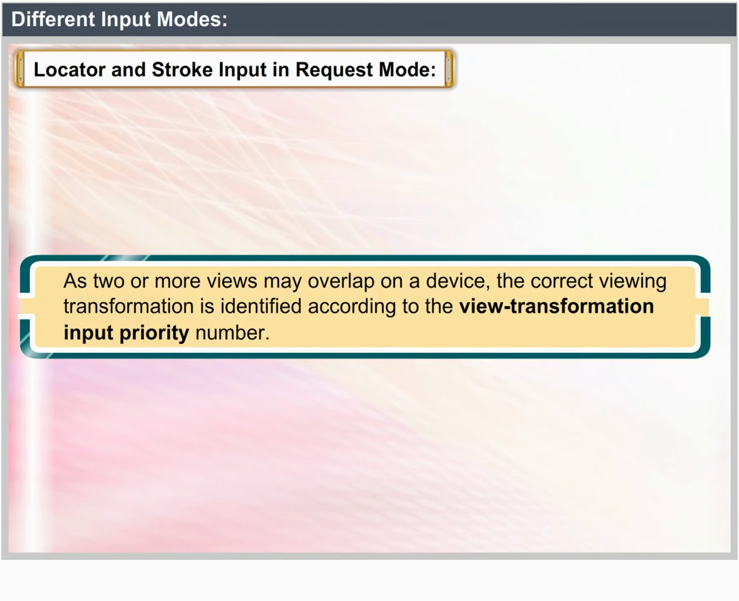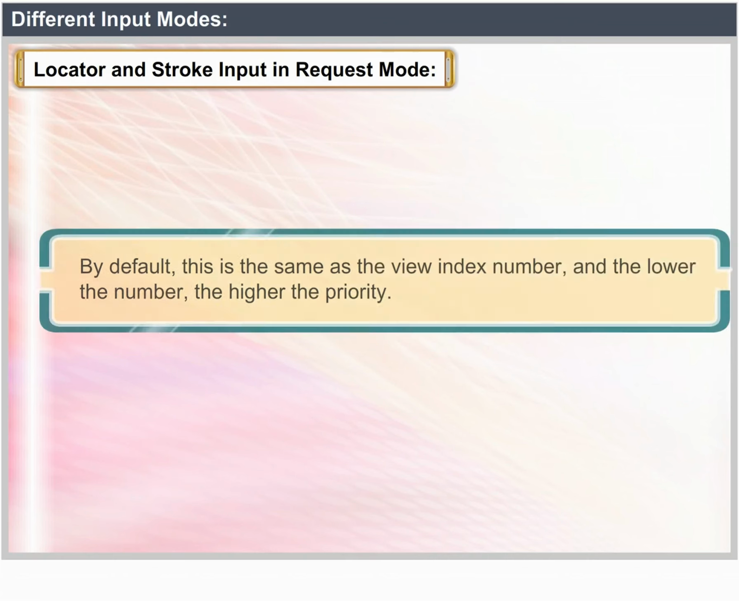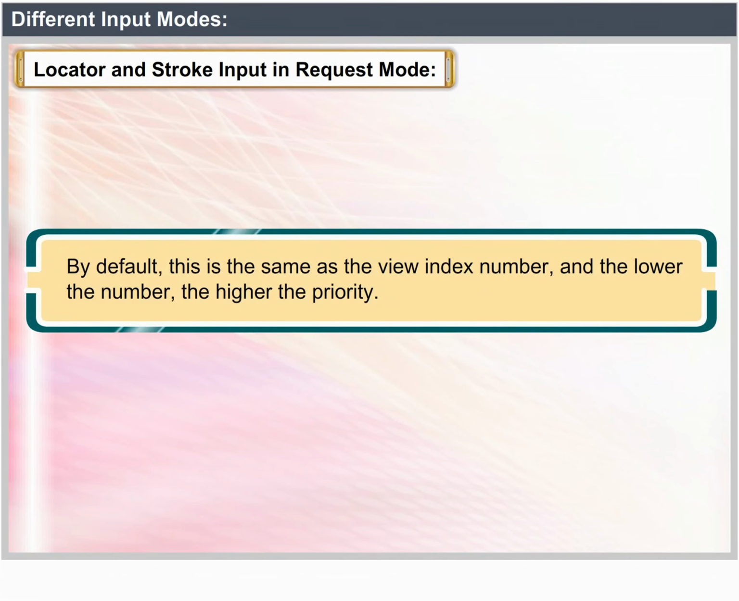Since two or more views may overlap on a device, the correct viewing transformation is identified according to the view transformation input priority number. By default, this is the same as the view index number, and the lower the number, the higher the priority. View index 0 has a high priority.